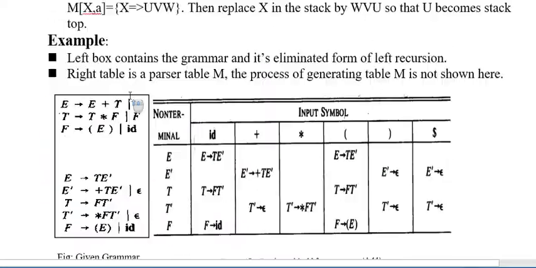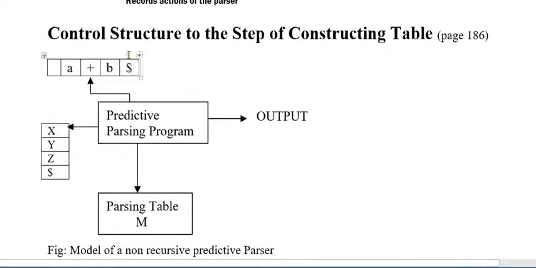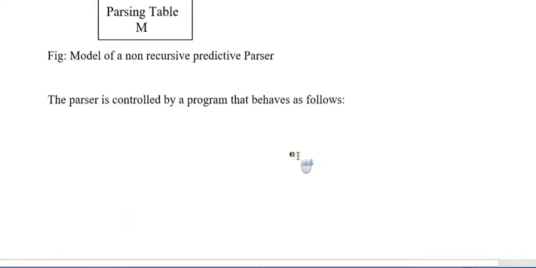X is $, meaning the input symbol is empty. In this string we have seen that the input symbol ends with $, and the stack also ends with $. If the dollar comes on both sides, then we can say that the stack and the input symbol are empty. So in this diagram we need to get an idea of this predictive parsing program, that input, stack and parsing table are used to help generate the output.